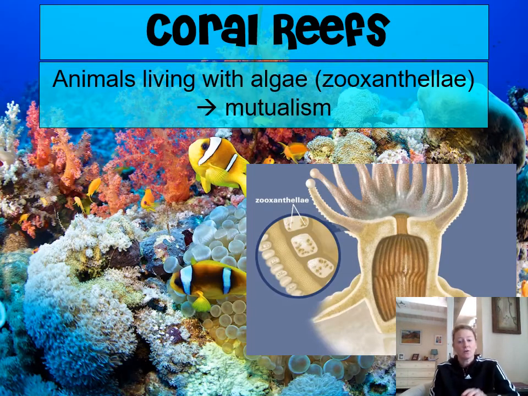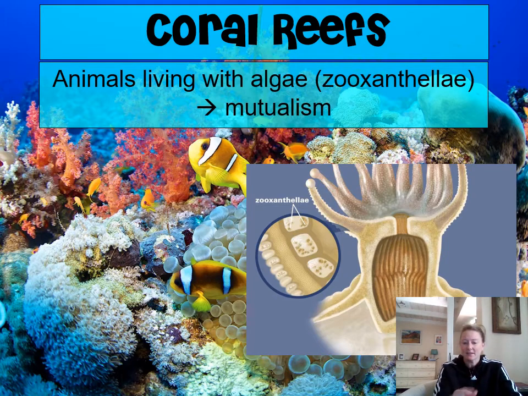And our next aquatic biome is a coral reef. And coral reefs, like I talked about in the last lecture, are actually animals, but they're living with an algae that's called zooxanthellae. This interaction is actually very mutualistic. So they each get something in return. And zooxanthellae is what gives the coral these very beautiful colors.